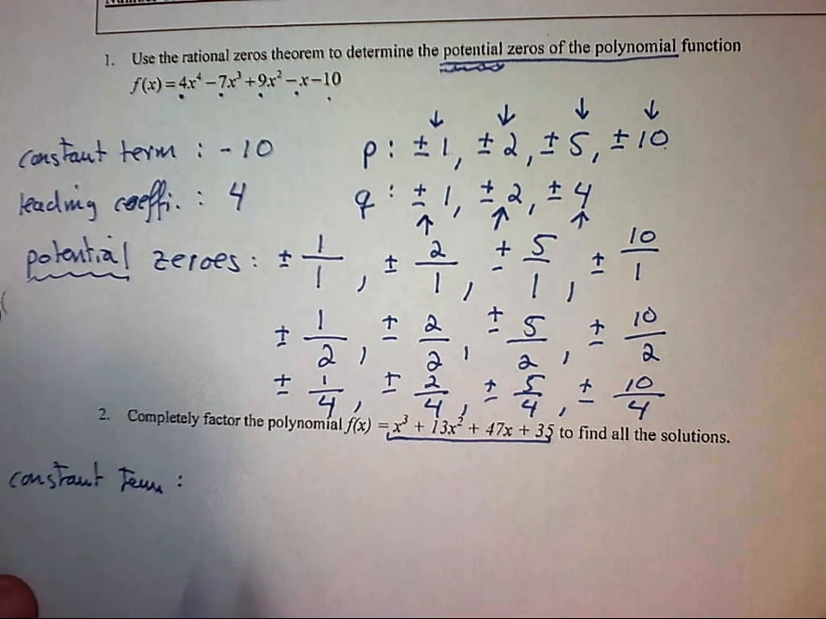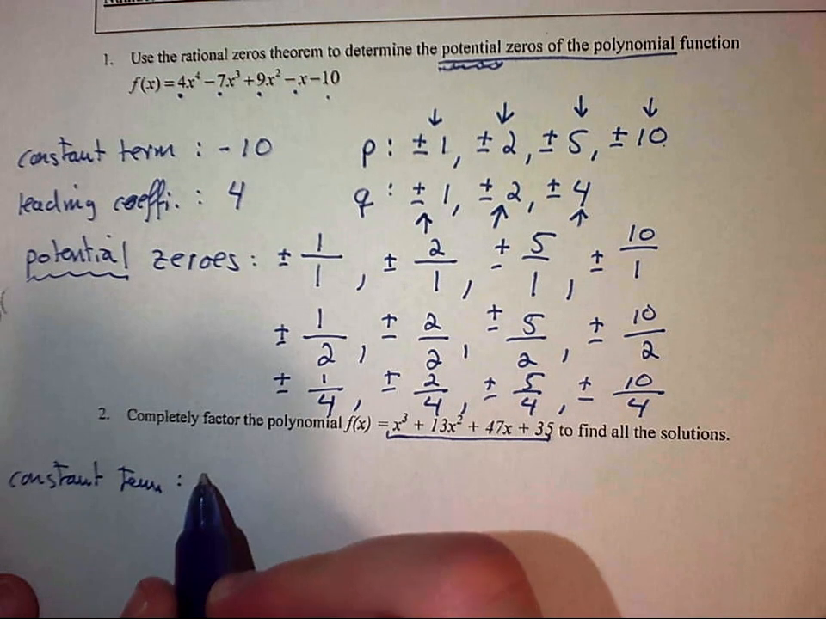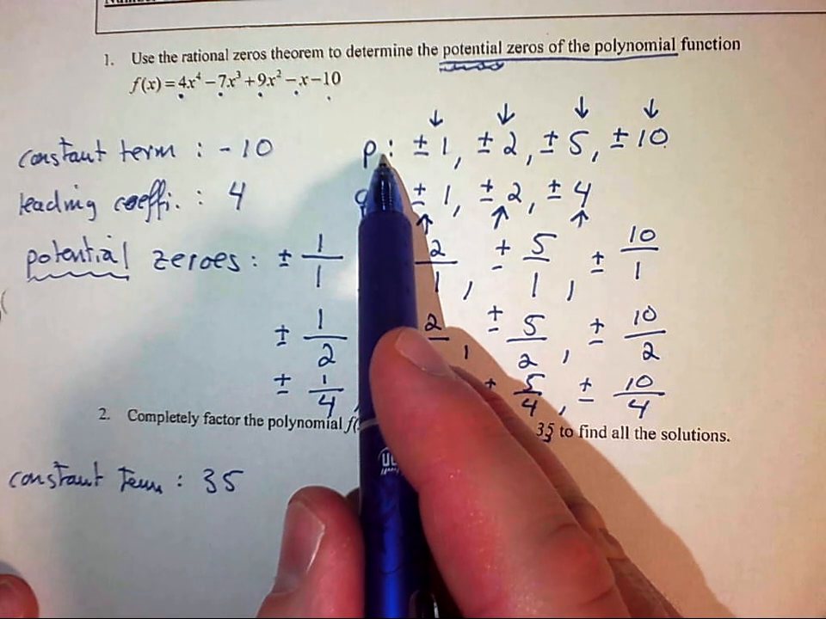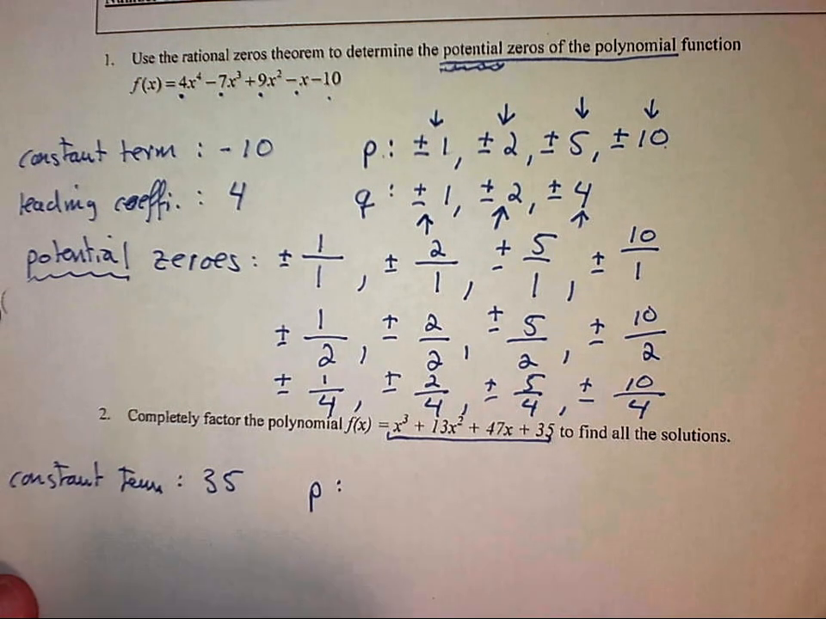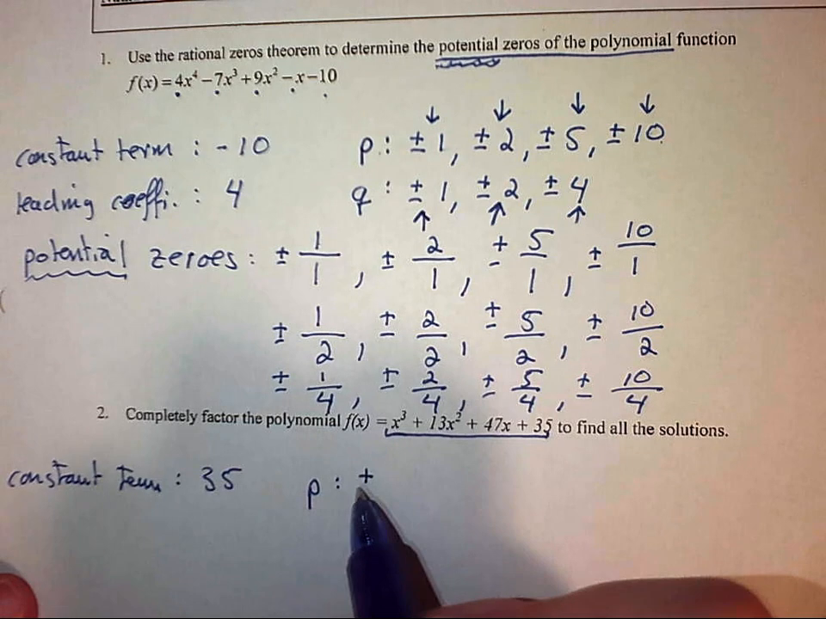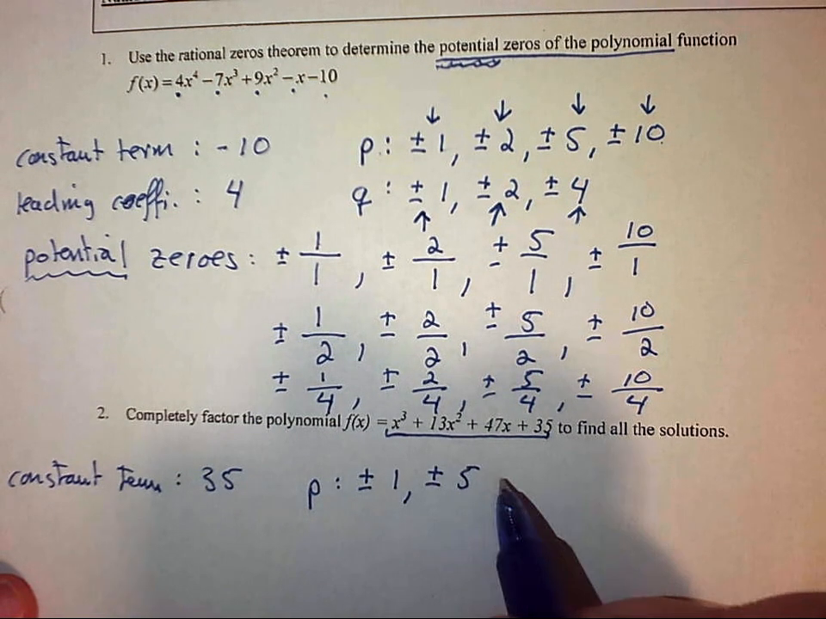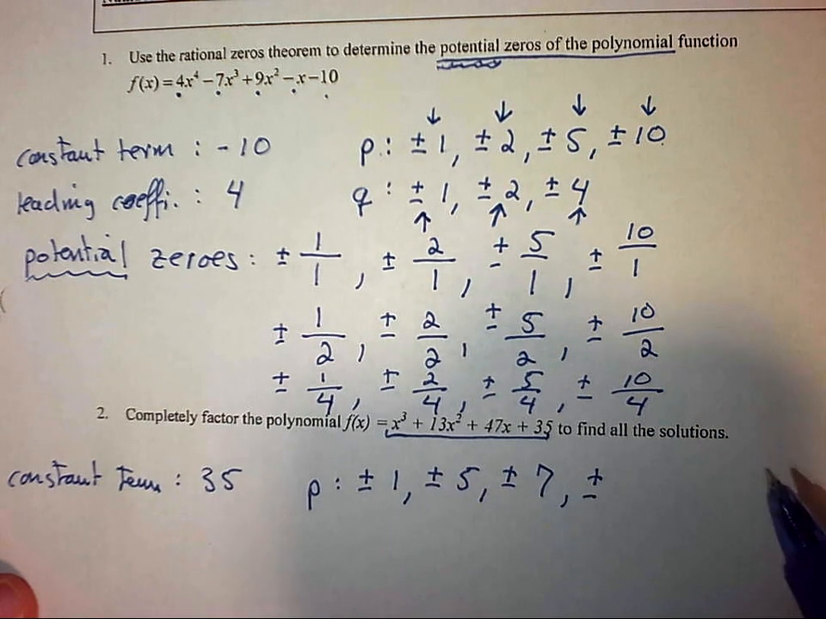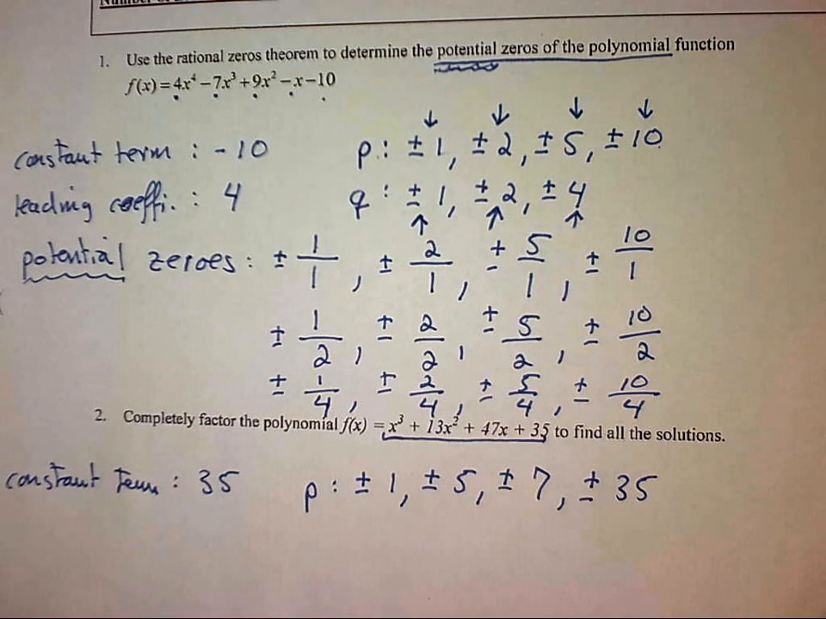Here, our constant term is simply the thing that doesn't have an x with it. So here our constant term is 35. We're going to look at the factors of 35, and the factors of 35 are what we're going to call p. So our factors of 35 are simply, again, plus or minus 1, plus or minus 5, plus or minus 7, and plus or minus 35. These are all of our factors of the constant term 35.